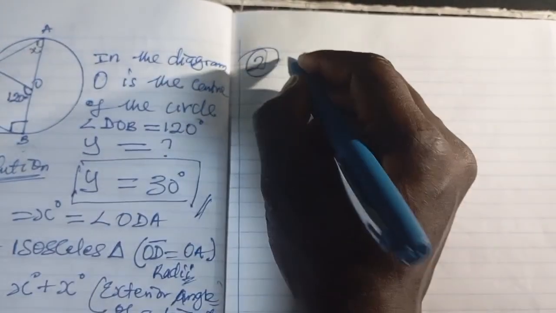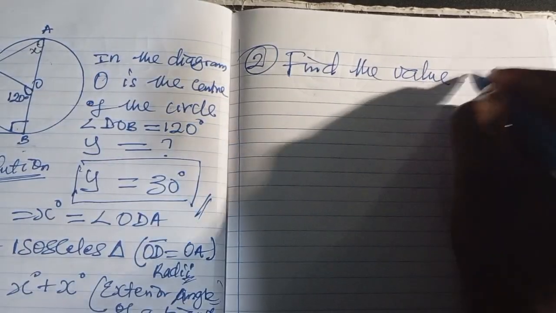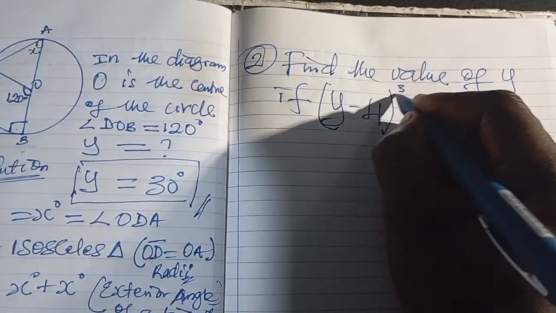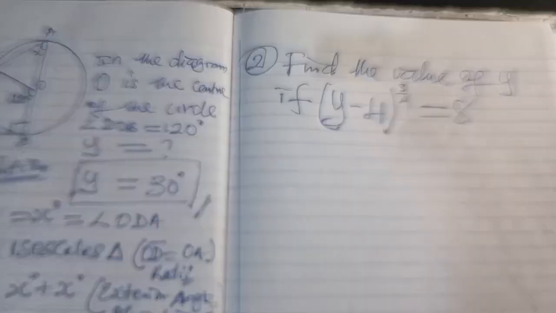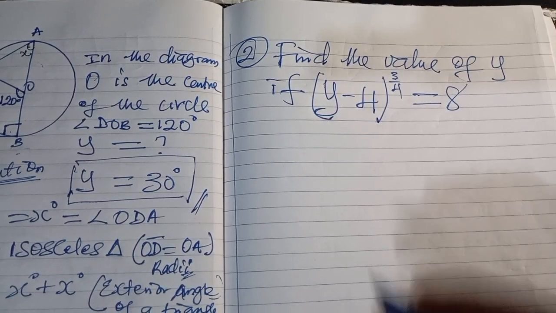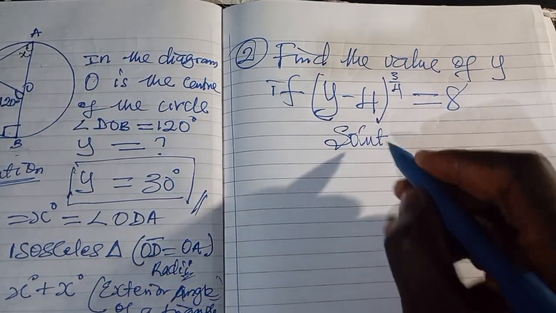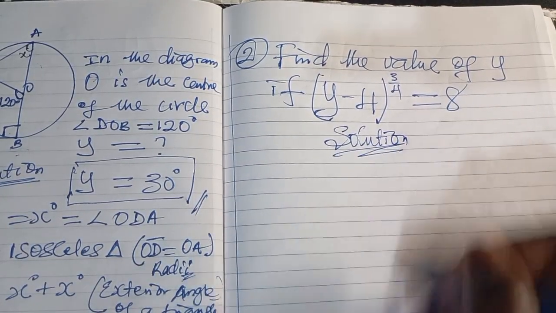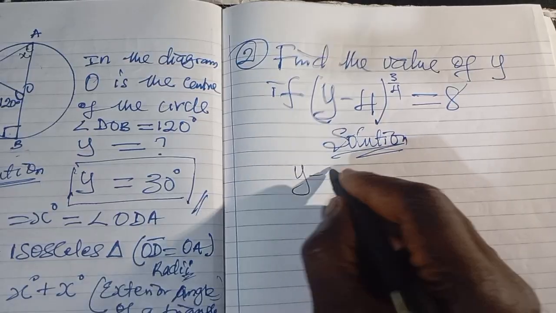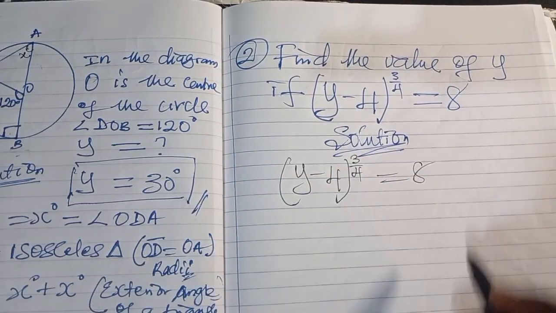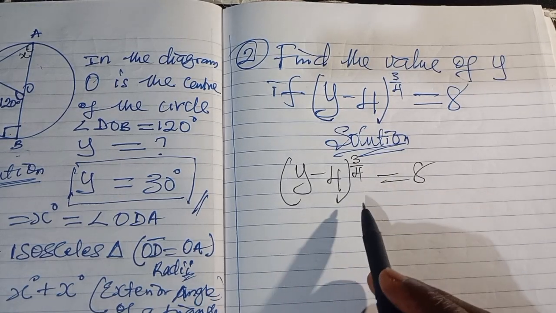Number 2, find the value of y if y minus 4, all raised to power 3 over 4, is equal to 8. Okay, solution. We are given y minus 4, all raised to power 3 over 4, is equal to 8. Now, let's see what we are going to do.